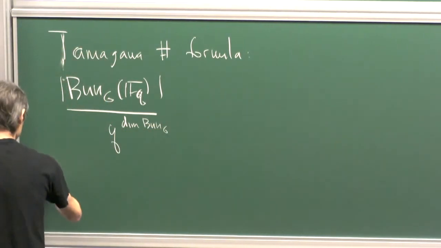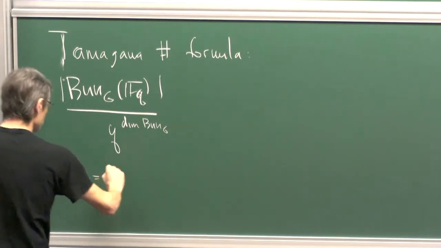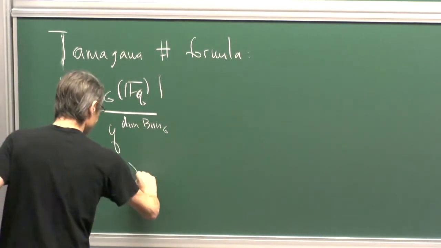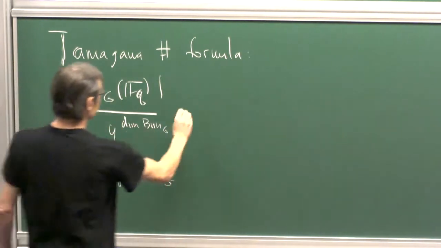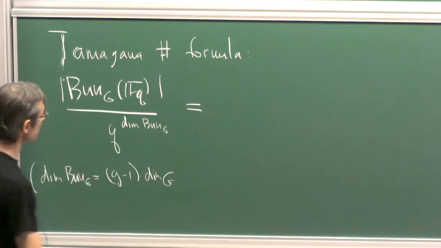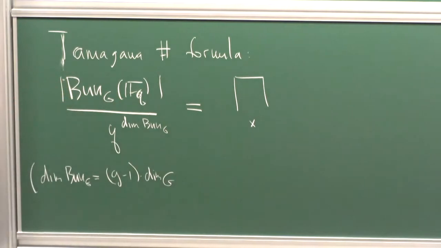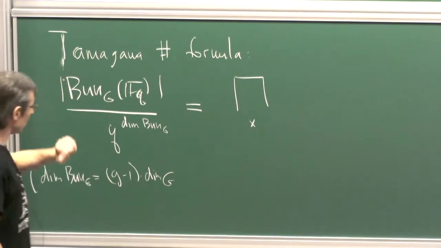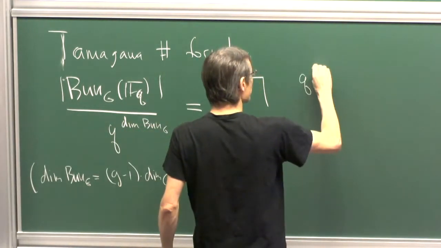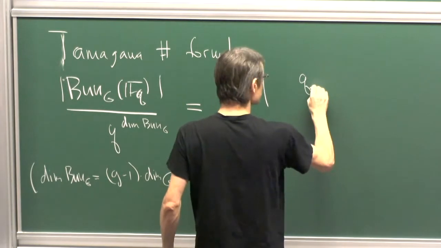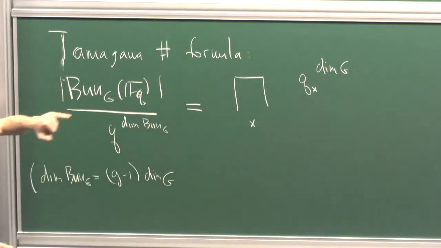So, parenthetically, the dimension of Bun_G is (g minus 1) times the dimension of the group, where g is the genus of the curve. And so, here is the formula. It's an infinite product over places of your curve. Here, you'll take q_x to the power the dimension of G. q_x is the number of elements in the residue field of x.